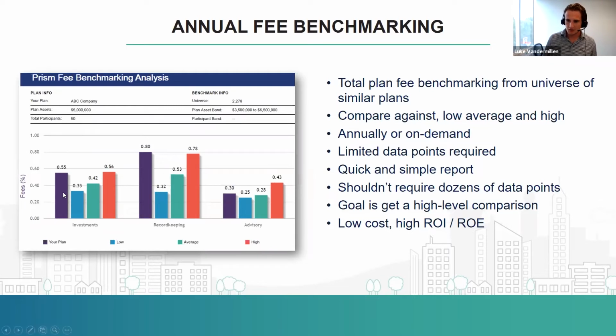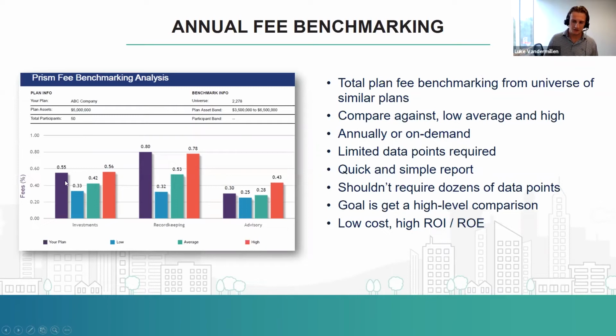the investment costs are sort of towards the high here. You'll see the PlanFees Prism breaks out the data set in a low, average, and high, which represent the 25th, 50th, and 75th percentile of the data set that you're looking at. And if you take a look at the top here, this advisor is benchmarking a $5 million plan with 50 participants, looking at plans between $3.5 and $6.5 million. It's about 2,200 plans in that section for the PlanFees universe.